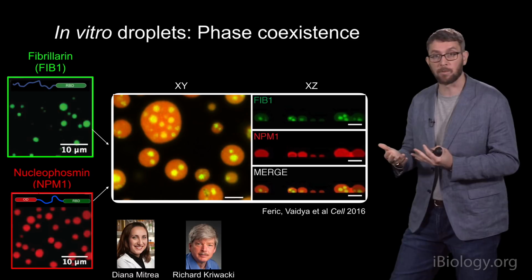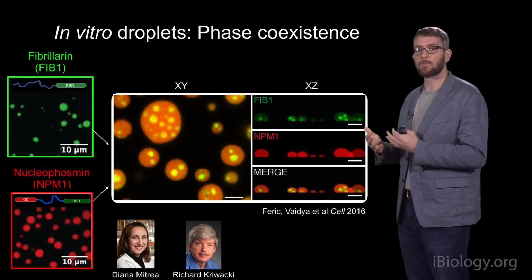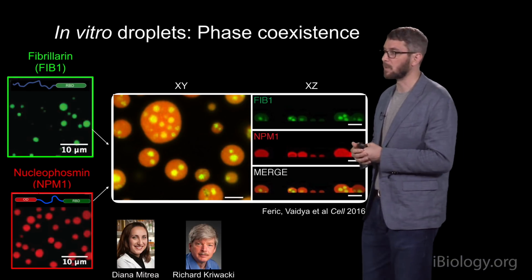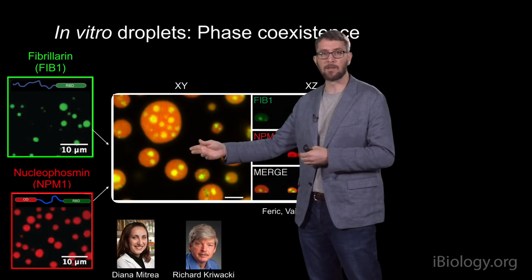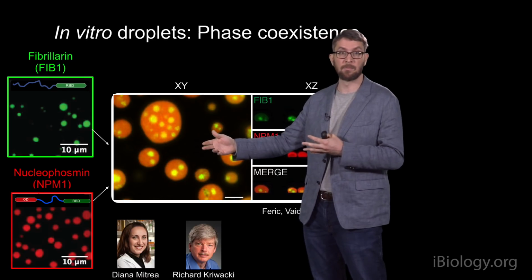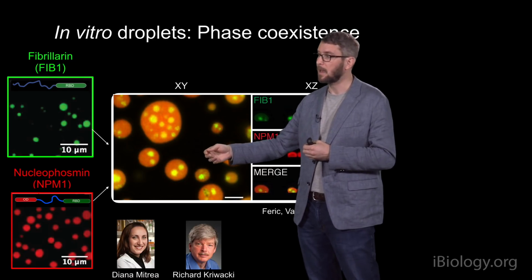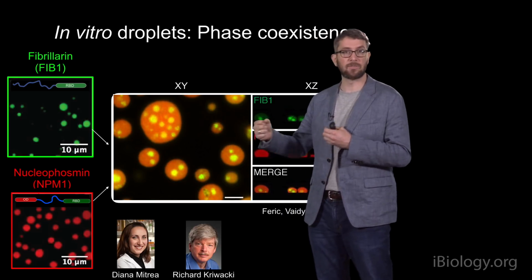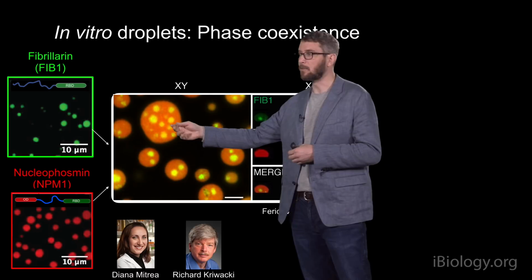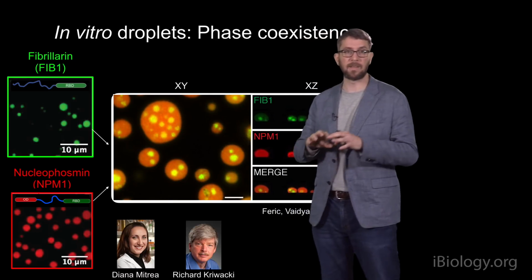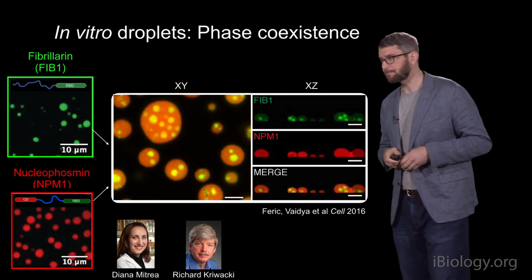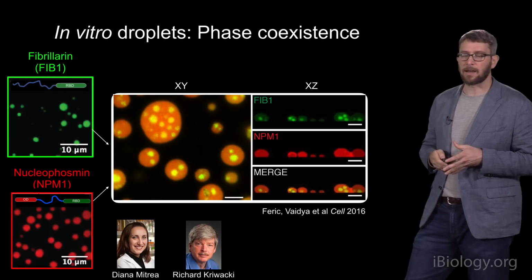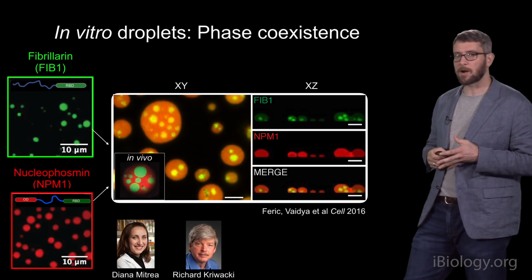They do not mix with one another. And instead, we get what I would call a three-phase system. The dark region here is a low-concentration phase that has some nucleophosmin and some fibrillarin. The green puncta inside are a fibrillarin-rich liquid phase, and the red or orange-colored outer phase is a nucleophosmin-rich phase. So this is really quite remarkable, and it's remarkable for a few reasons.